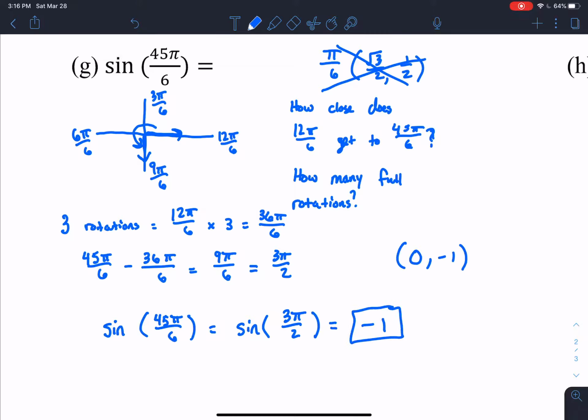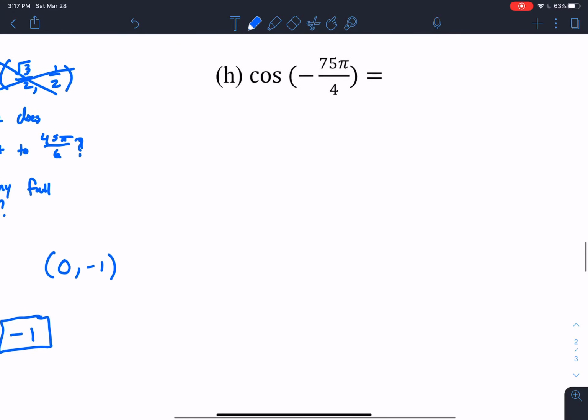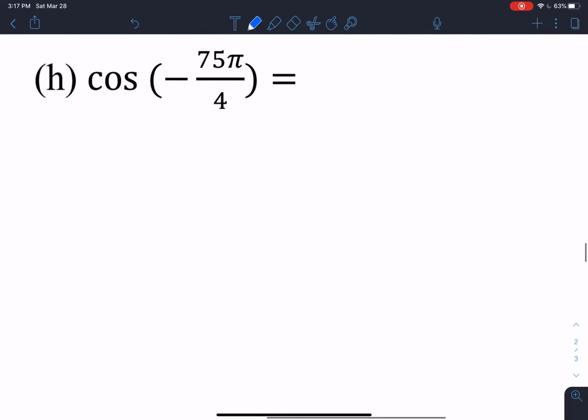Once the angles get a little bit bigger, I would recommend maybe using a calculator. Again, figure out how many full rotations you have inside the angle, figure out what it's coterminal with, and then go from there. All right, and then the last one here, cosine of -75 pi over 4. Again, figure out where that goes. What is -75 pi over 4 coterminal with?